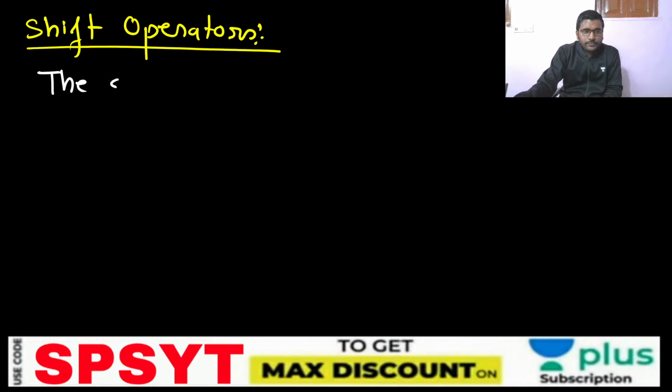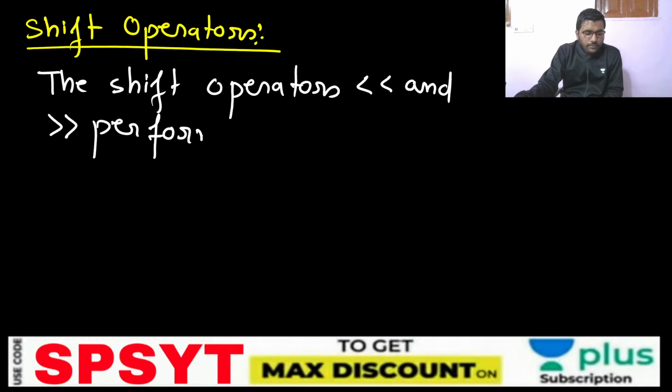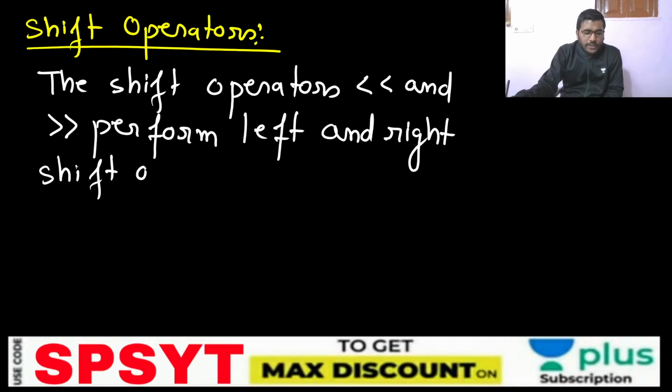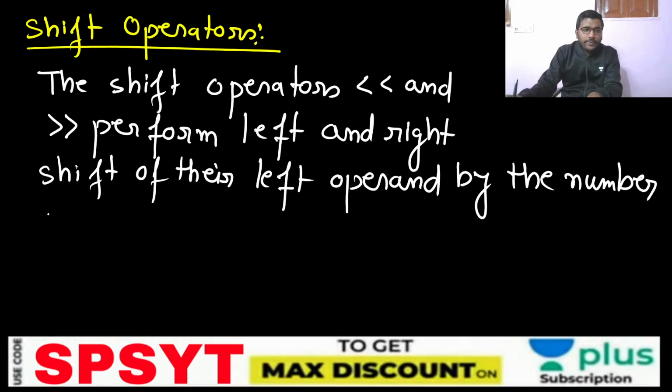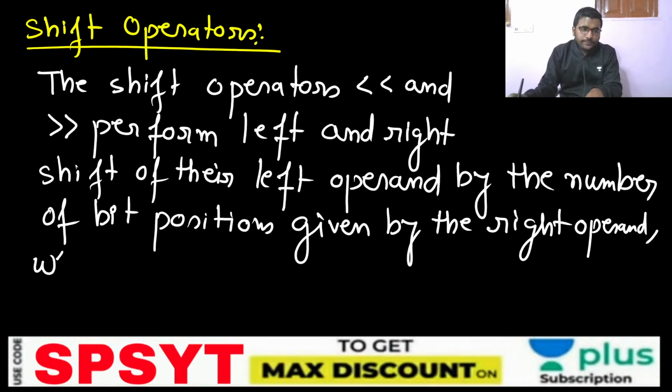The shift operators, that is left shift and right shift, perform left and right shift of their left operand by the number of bit positions given by the right operand, which must be positive.